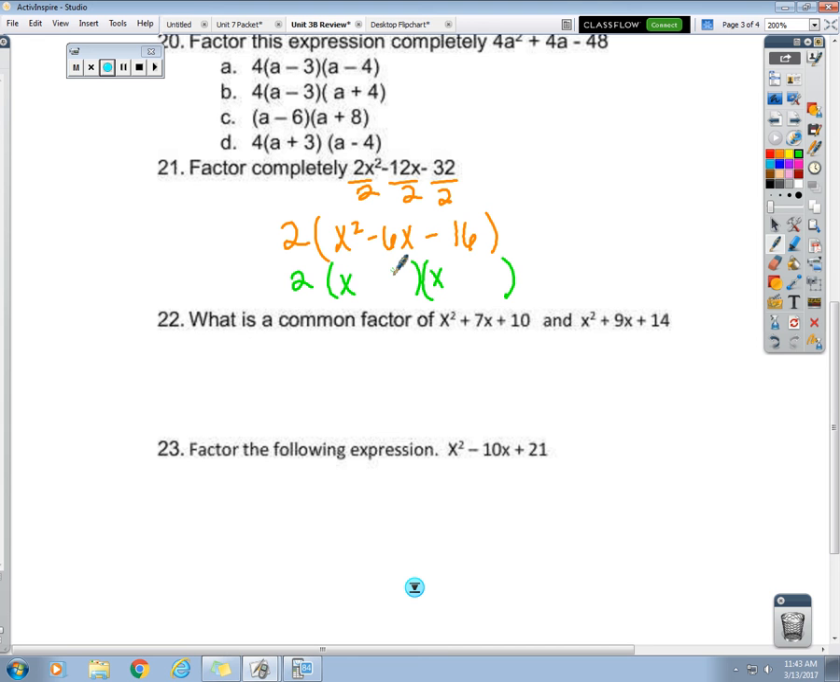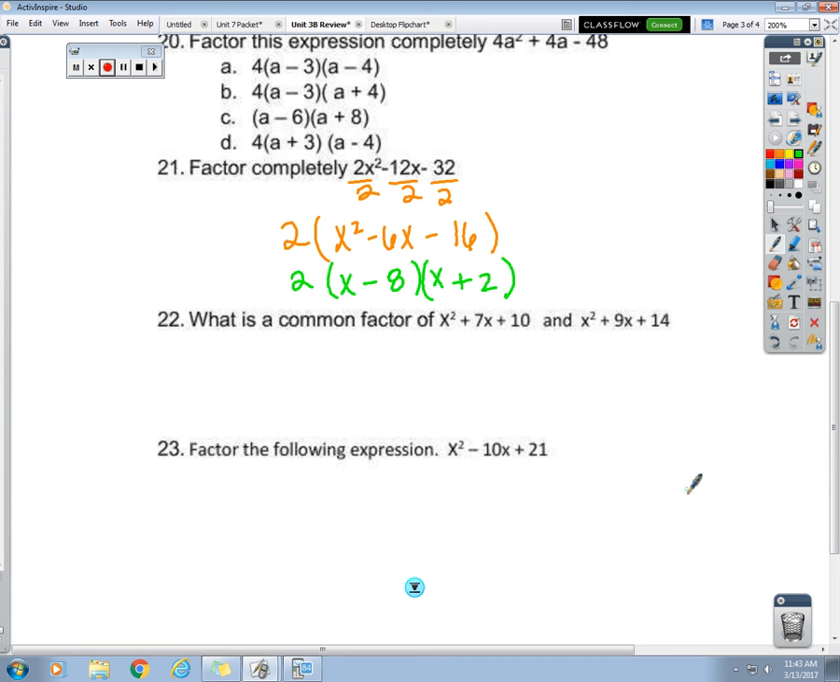What numbers will do that? Negative 8 and positive 2. Good. Because negative 8 plus 2 is negative 6. Negative 8 times 2 is negative 16.